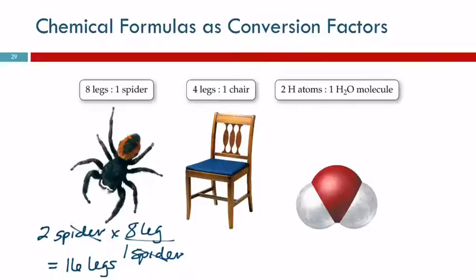Silly question. Look at this water molecule. In this one water molecule, bless you, there are 2 hydrogen atoms and 1 oxygen atom. There is a conversion factor in the chemical formula. Here's the chemical formula, H2O. In every one of these molecules, there's 2 hydrogen atoms. There are several conversion factors hiding in each chemical formula. So just like there are 4 legs in 1 chair, there are 2 hydrogen atoms in 1 molecule of water.